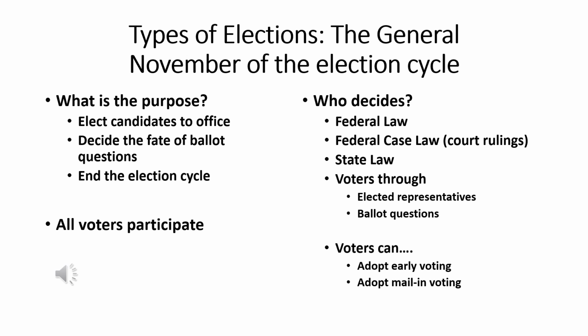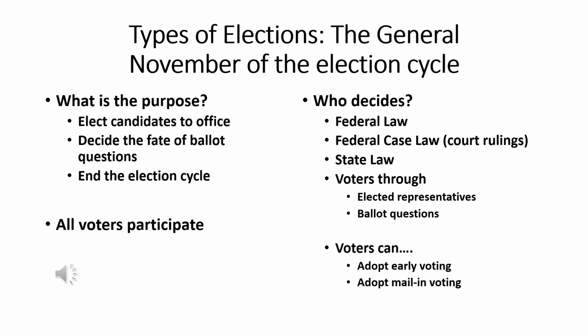Then what is the election called that we have in November? That would be the second type of election, and that's usually referred to as the general election. So that again happens in November of the election cycle. In Nevada, we have early voting 2 full weeks, so our election technically starts in the middle of October, but election day is in November.